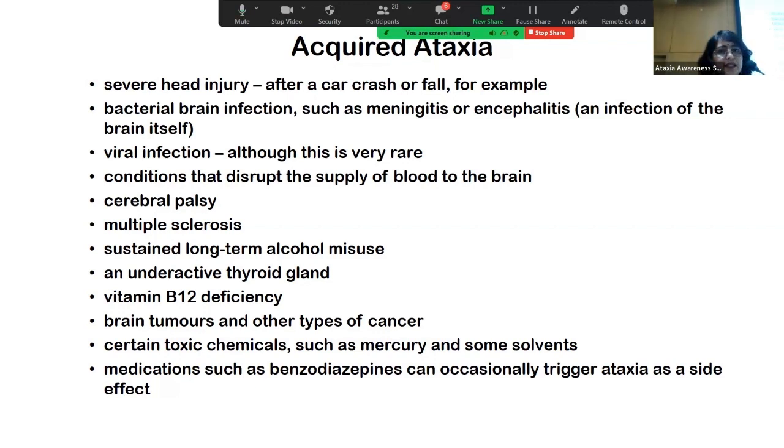Now, all of these ataxias, I think a doctor needs to see them, classify them and treat them accordingly. Basically, whenever there is a problem with the cerebellum, anything that blocks the cerebellum function, we can develop ataxia, right? However, this is acquired ataxia.